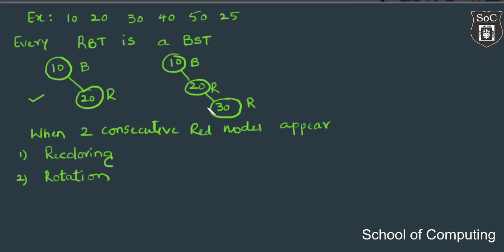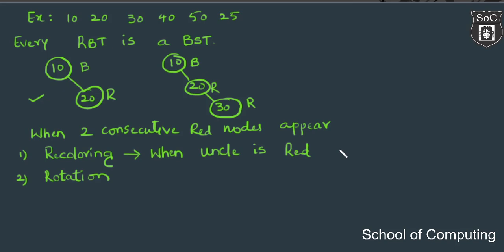Now what you have to do is recoloring. When do you have to do recoloring? Try to understand the point here. Recoloring is done when uncle is red. This is an important point you need to understand so that you can properly construct a red black tree. When uncle is red, you have to do recoloring.